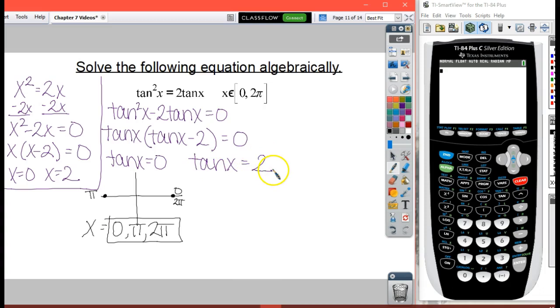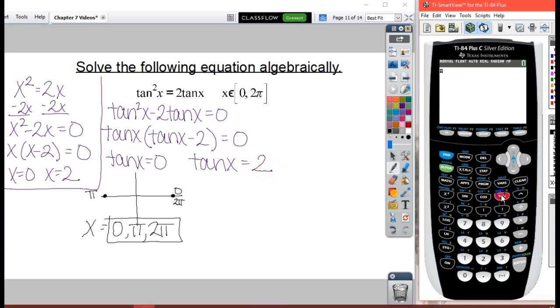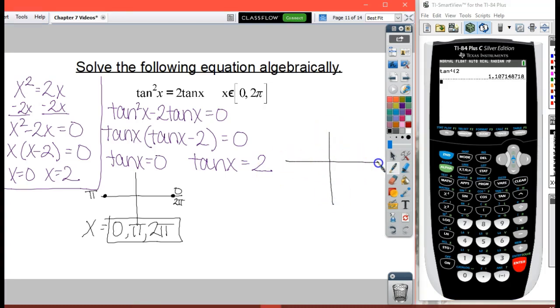Tangent's ratio is now 2, which is not a ratio on our unit circle. So I'm going to take the tangent inverse of positive 2. Tangent is positive in the first and in the third quadrant. And so this angle right here is approximately 1.107 radians. And for tangent, I don't really need to find this answer because I know that they're going to be 180 apart. So now that I have this answer, I can add 180, add 180, add 180 forever, until I get all the answers that we're looking for.